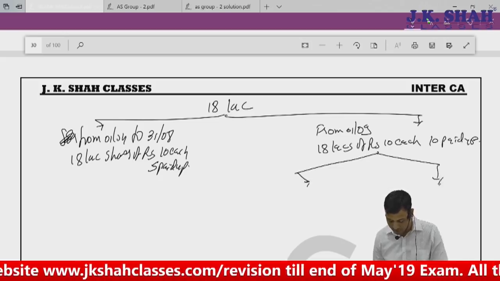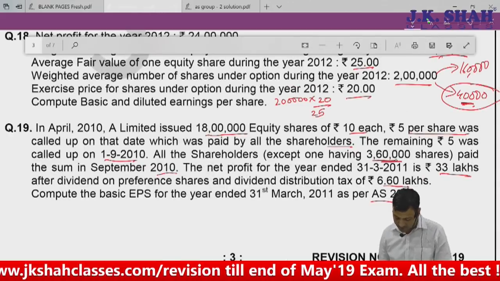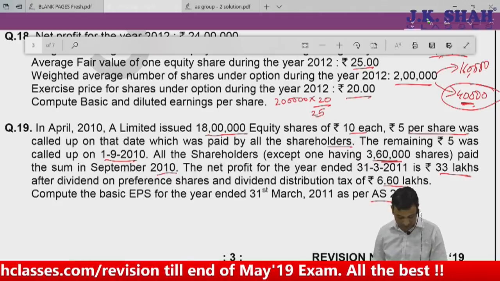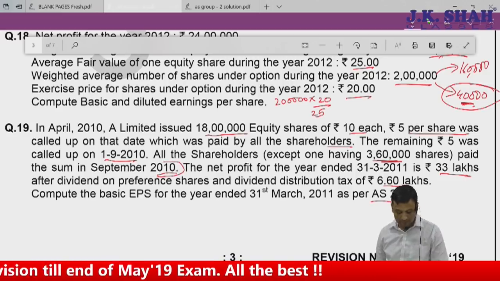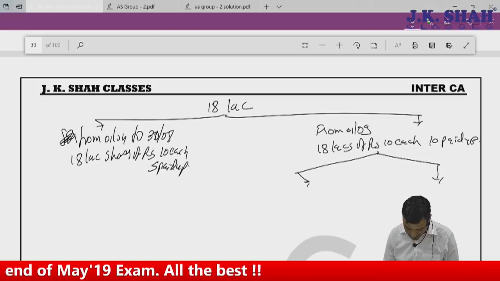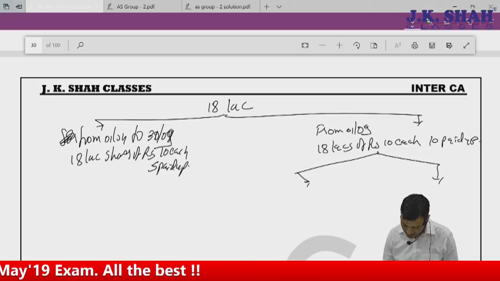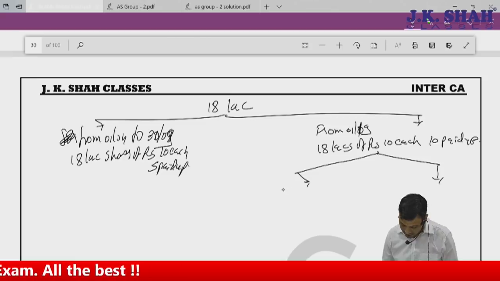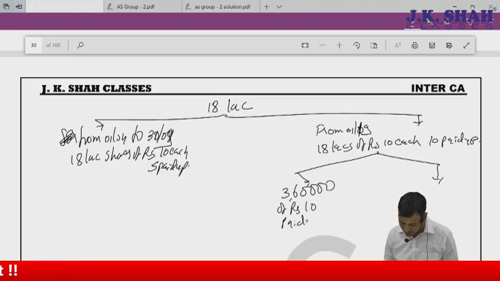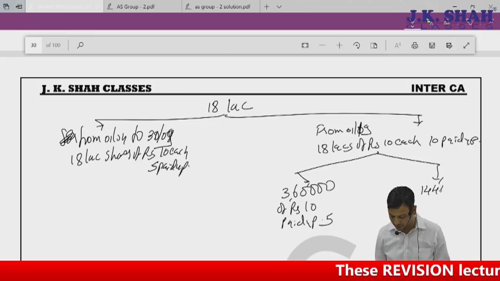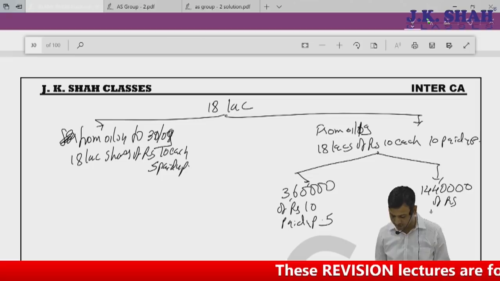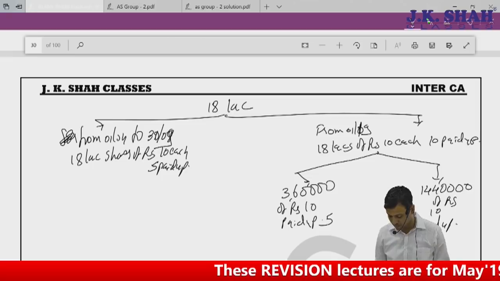But there may be a problem. What is the problem? The person who is having 360 didn't pay. All shareholders except this one paid the sum in September. So I can split the period at 30th of September, and from 1st of October there is a person having 3,60,000 shares of rupees 10, paid up 5, and there are 14,40,000 shares of rupees 10, paid up also 10.